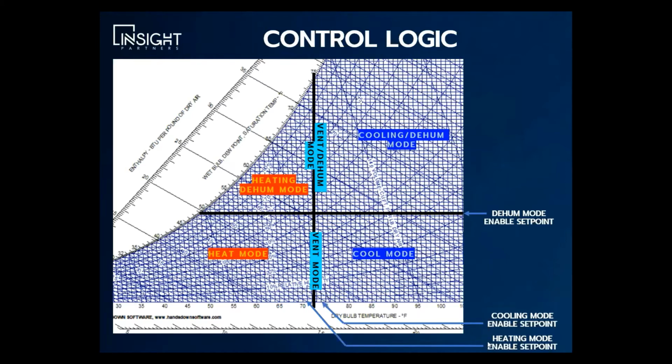The second set point is the heating mode enable set point. If the entering air temperature falls below this set point, we're going to go into heating mode. And the third set point is the dehumidification mode enable set point. And if the outdoor air dew point climbs above this, then we're going to go into dehumidification mode.